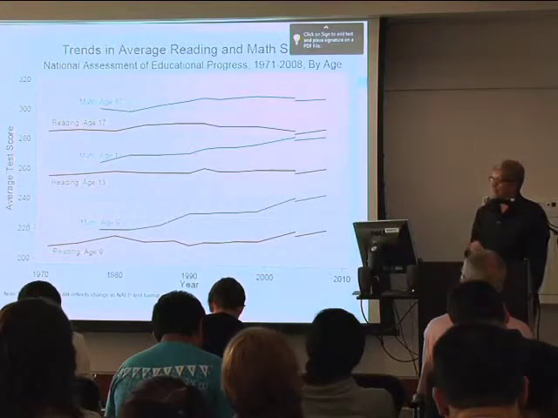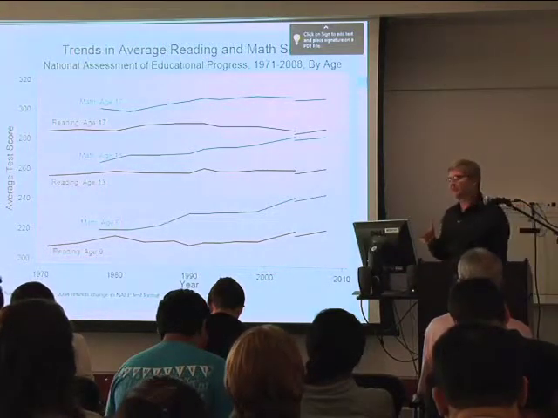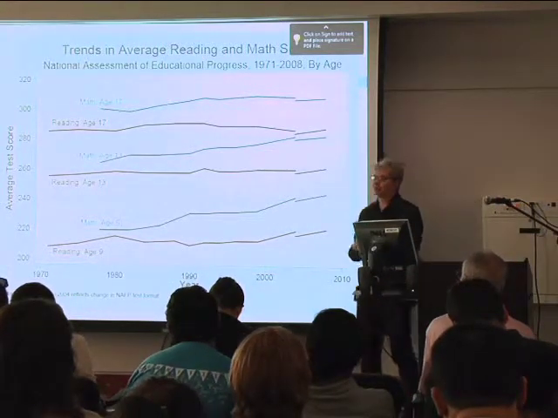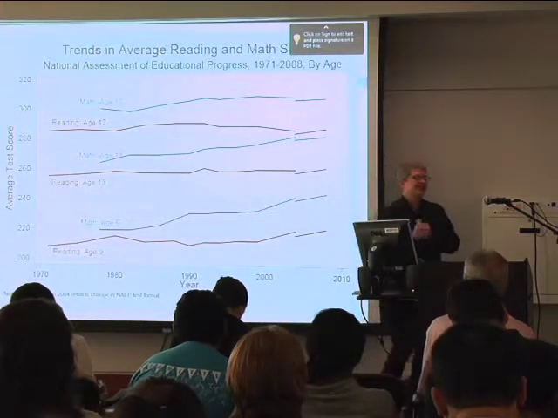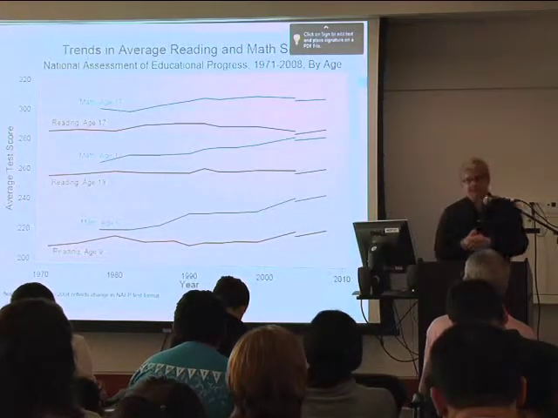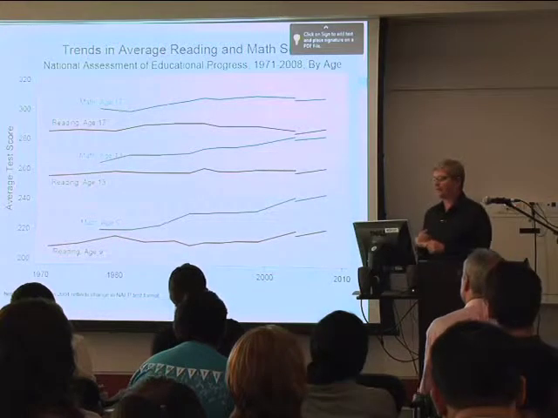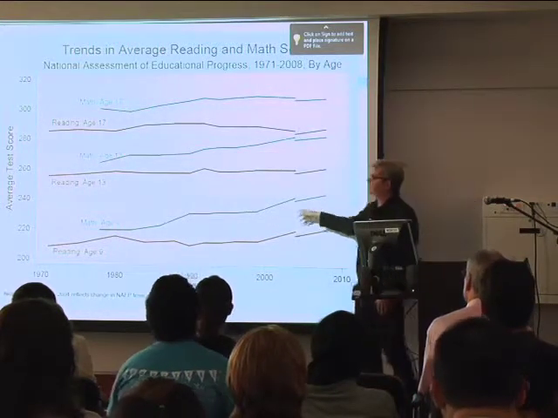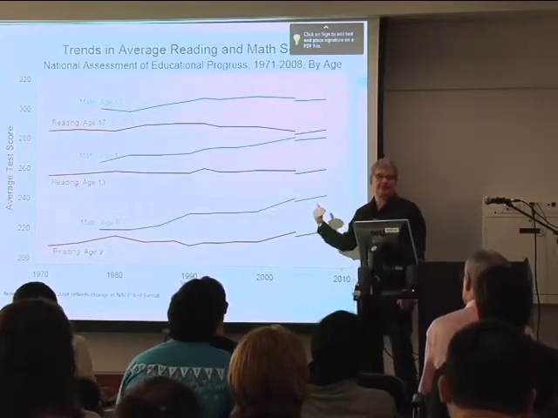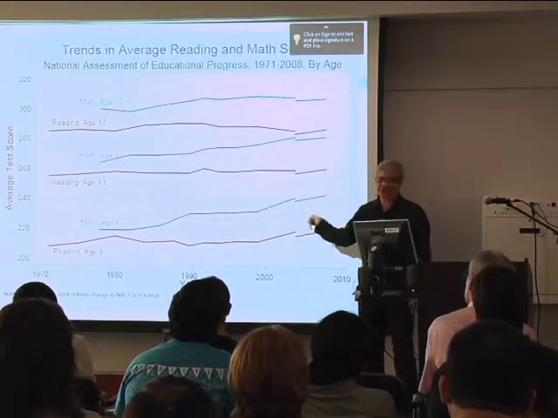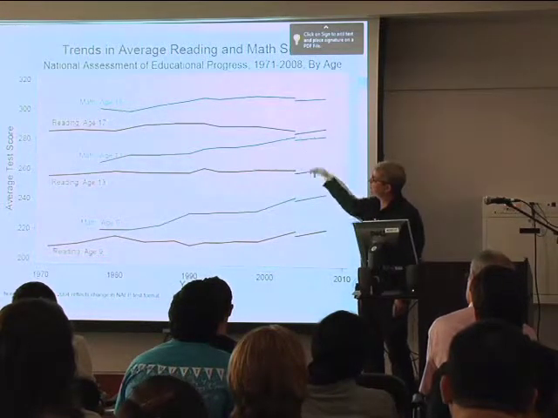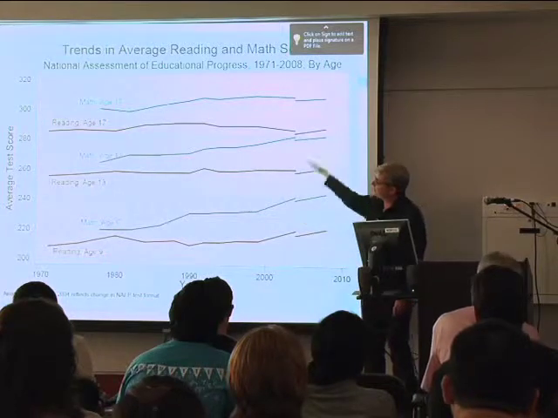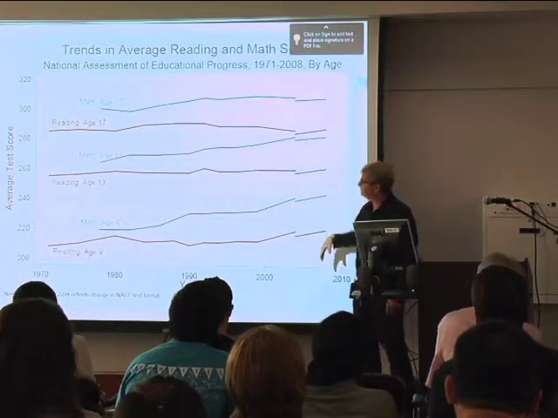So if you look at test scores from NAEP, the National Assessment of Educational Progress, the nation's report card, as they like to call it. They've given the same test in reading and the same test in math to students for 40 years. They give it to 9-year-olds, 13-year-olds, and 17-year-olds. And these are on the same scale, so you can sort of compare them.